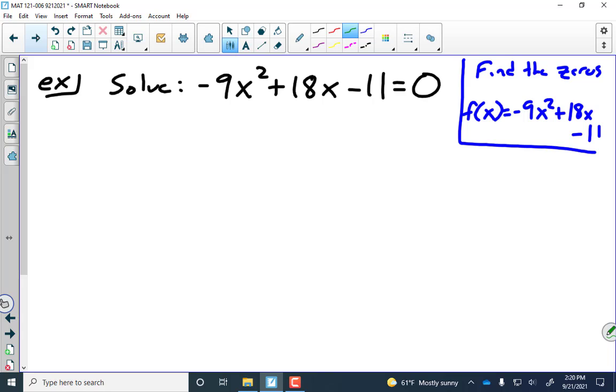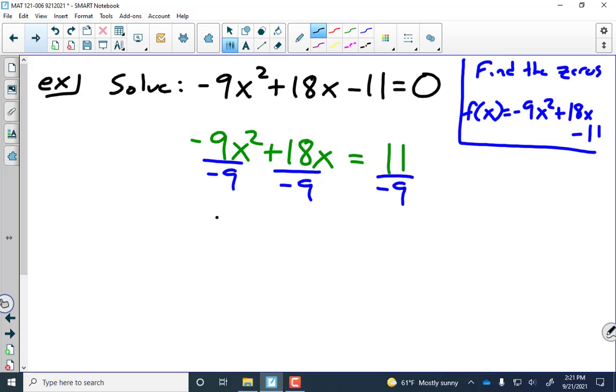So my first step is going to be to add that 11 to both sides. Someone else might say their first step is to divide everything by -9. It doesn't matter which one you do first because the first two steps that I showed you are interchangeable. You need to get the number to the other side, and you need to get nothing but a 1 in front of the x squared. So we will divide everything by -9.